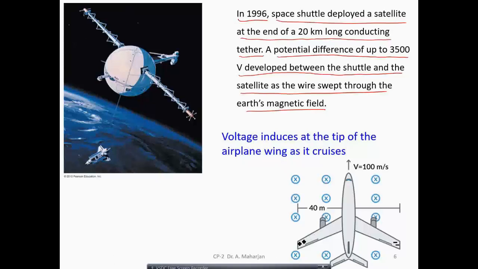The same thing happens when airplanes fly: there is some induced voltage developed across the ends of the airplane wing, because the wing is aluminum metal moving across the Earth's magnetic field. Let's say the airplane is moving north, and this is the Earth's magnetic field. The component perpendicular to the plane induces some charge, and based on the rule, positive charges go this way and negative charges the other way, and that creates a potential difference. You have to be very careful with these things.